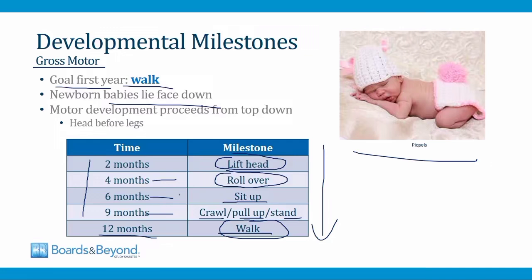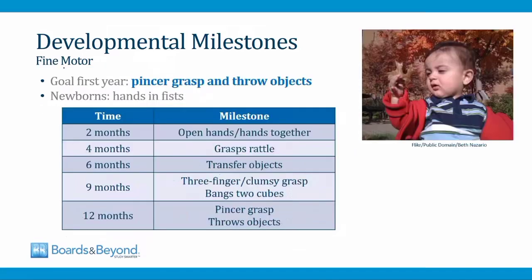Another easy way to remember it is to know the rule of thumb, that it proceeds from the top down. Babies acquire gross motor skills for the head before the legs. That's why lifting the head is one of the first things to occur. One of the last things to occur is standing and walking. So that's gross motor function.